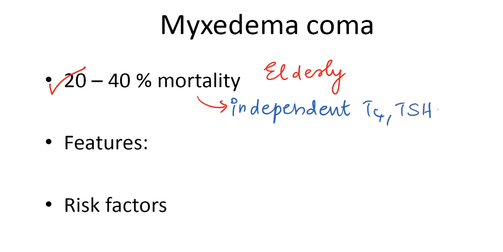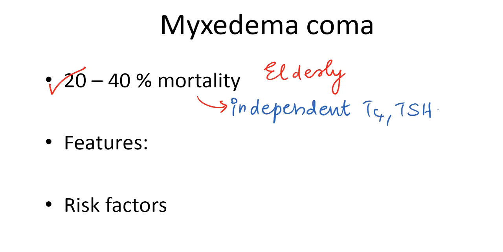So that is why estimation of these hormones, estimation of T4 and TSH at this present time, will not make any sense because they are not going to determine the severity. Mortality is going to be there independent of T4 and TSH level. So that is why in these patients, we should not wait for the lab reports to come. Instead, we have to think about this condition and start treatment immediately.